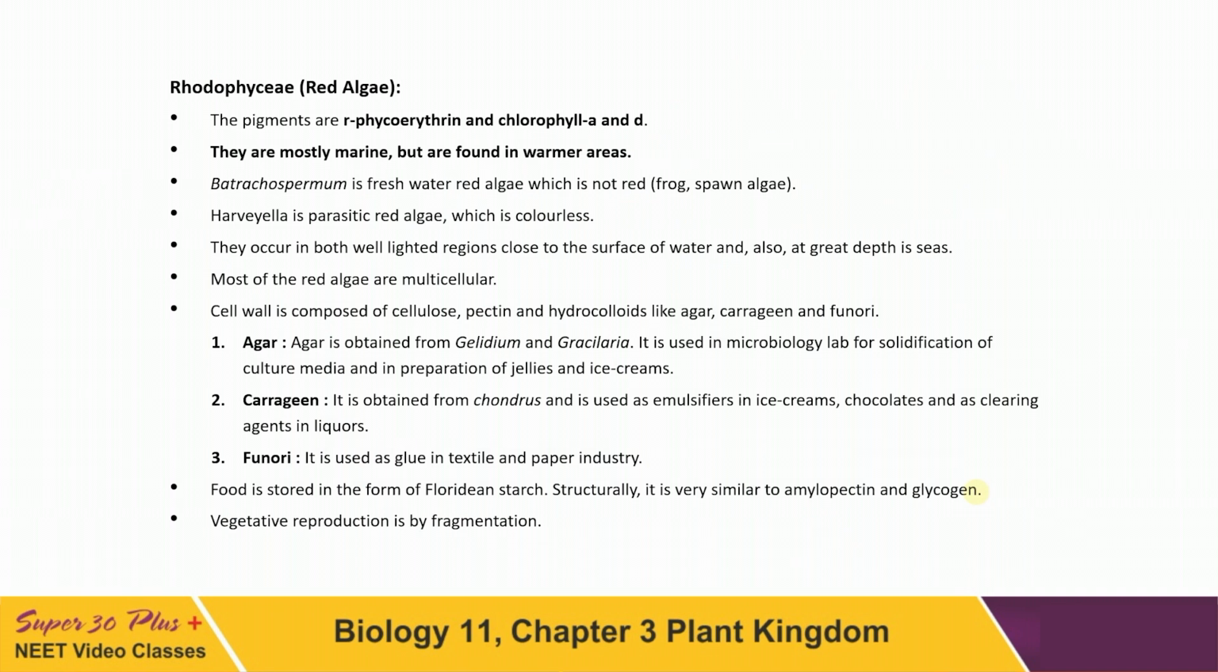Come to the third class of algae, that is red algae, rhodophyceae. Why is this red? Because it has the accessory pigment R-phycoerythrin. You know, phycoerythrin is found in blue-green algae also, but there it is known as C-phycoerythrin. Here R means red, rhodophyceae, phycoerythrin.